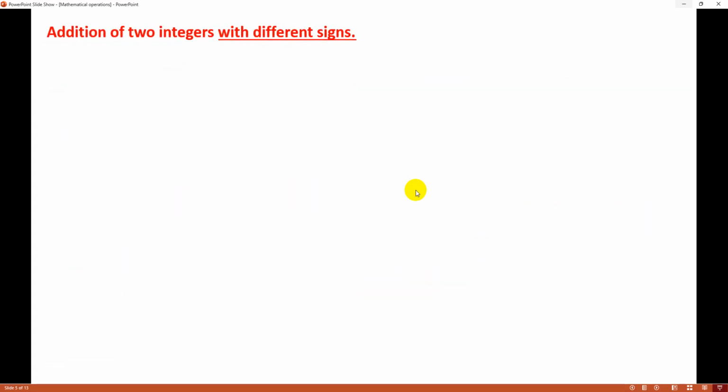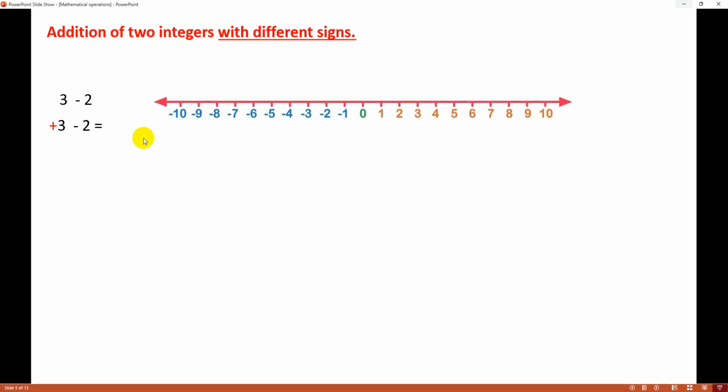Now, when you add two integers with different signs, for example, here you have 3 minus 2. Just remember, that's the same as positive 3 minus 2. Here, both of them have different signs. So you take the number line, you start in the positive 3, and because it's minus 2, you're going to move 2 to the left. 1, 2, and you land in 1.